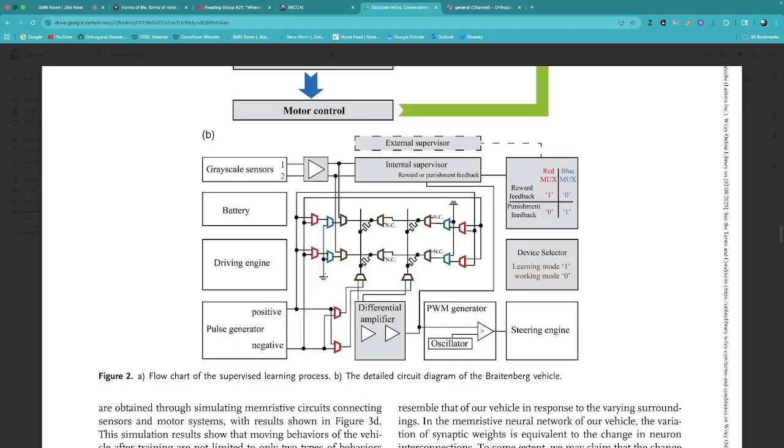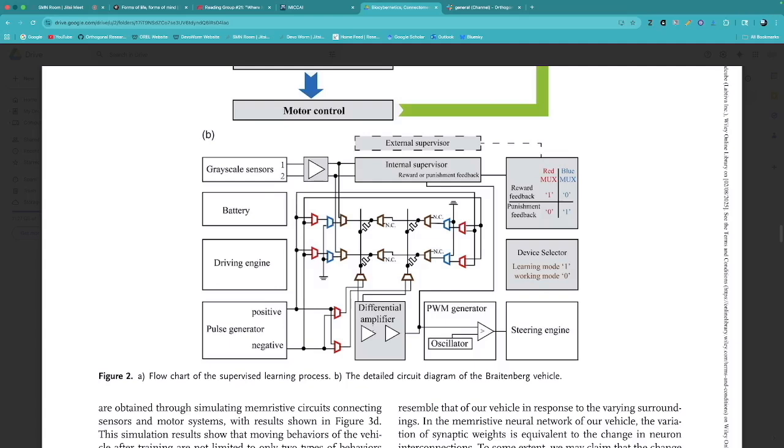And then we have the pulse generator, which generates information from the environment. This goes into this network. The supervisor evaluates the network and provides feedback. We have the reward feedback and the punishment feedback. That's a binary value that goes into this network. The device selector is learning mode 1 and working mode 0. So it's either going without learning or it's actively learning. And you can switch between the two.